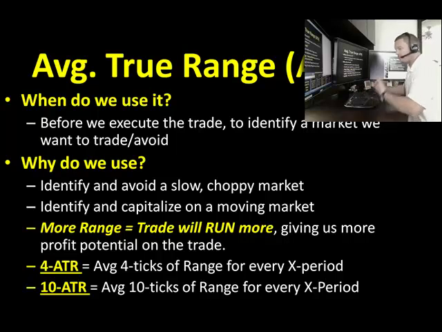So we use it ahead of time to qualify a trade. It helps to identify a slow or choppy market. It helps to identify a market that has a lot of range that we want to be participating with. The more range in the market, the more the trade will run, giving us more profit potential. A 4 ATR is an average of 4 ticks of range for every X amount of periods. So if you throw an ATR indicator on a 2-minute chart and have a 4 ATR, that's going to be 4 ticks of range for every 2 minutes. Make sense?